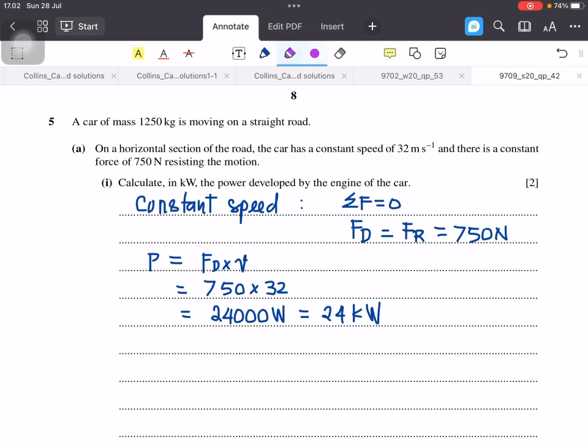Since the question says that the car moves at constant speed, then we can say that the net force is equal to 0. The driving force Fd is equal to the resistance force Fr, which is 750 Newton. We can find the power of the engine by using the formula P equals the driving force times the velocity. So the power is 24,000 watt or 24 kilowatt.